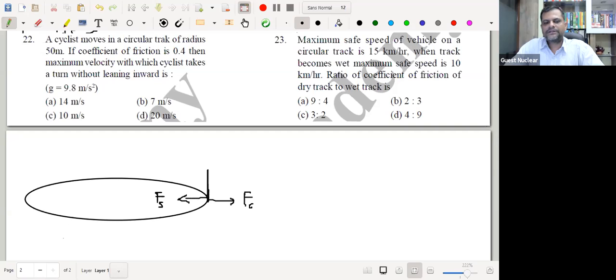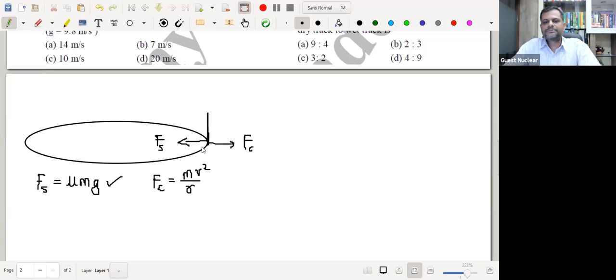And as we have seen in the mechanical properties of solids, the frictional force is given by the formula mu into mg. If you remember, this is the formula for frictional force, where mu is called the coefficient of friction. And Fc, the centrifugal force, is given by mv square upon r, right? So if we equate these two, इन दोनों फॉर्मूलेस को इक्वेट करेंगे, क्योंकि मैक्सिमम स्पीड के साथ वो तभी जा सकेगा जब ये दोनों इक्वल होंगे, तो Fc equal to Fs से हमको मिलेगा mv square upon r is equal to mu times mg.